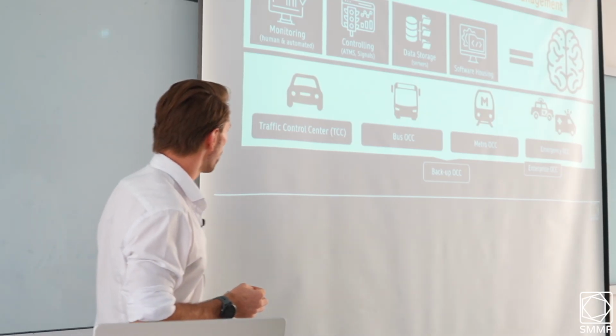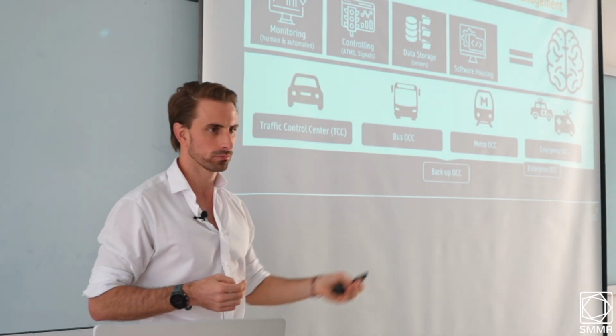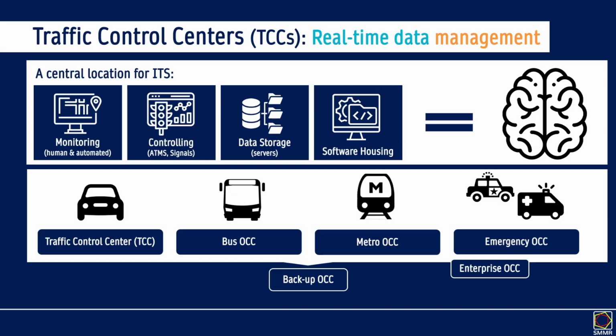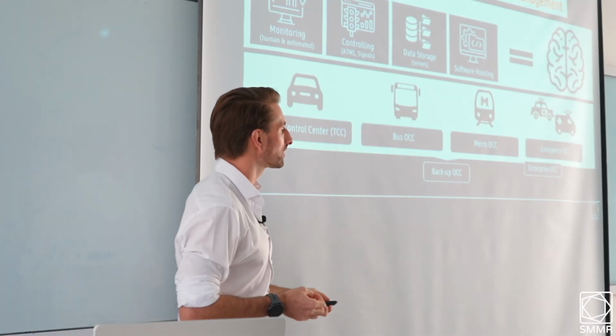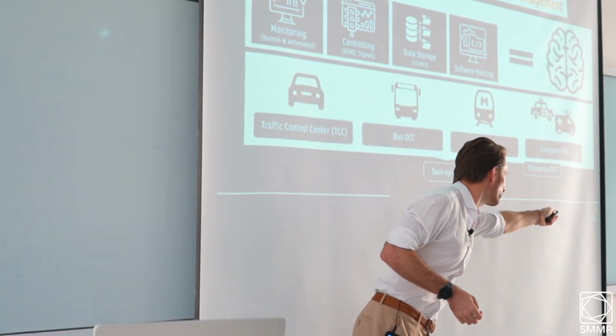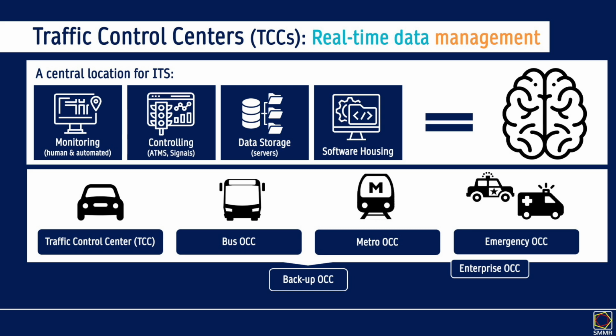Cities often have a traffic control center. So Phnom Penh has one in PPCA. Some cities also have a separate one for buses or for the metro, or even just for emergency services. The police often have a room where they have access to their cameras and they can see what's happening. And in some cities, you have what we call an enterprise OCC. An enterprise control center would be one place that covers all of it in one location. And these are vital pieces of infrastructure.